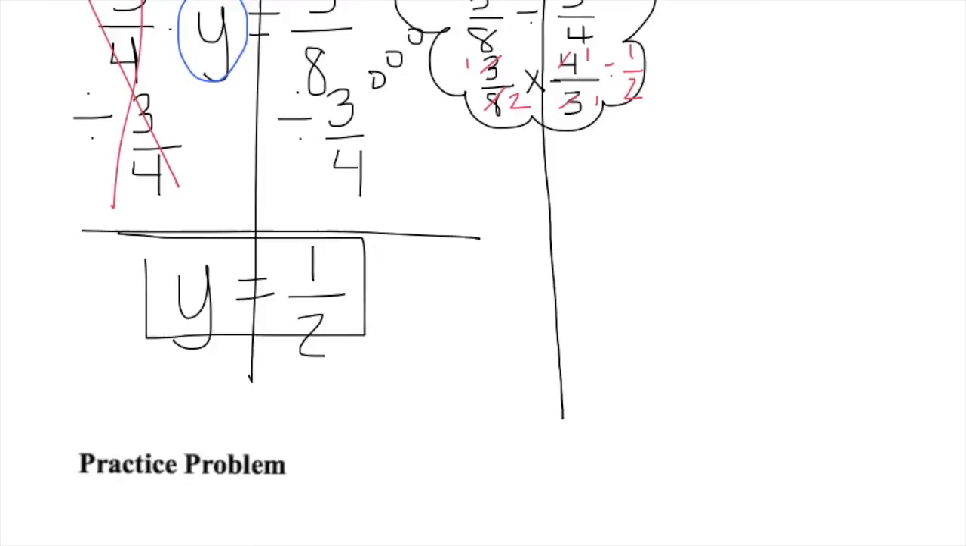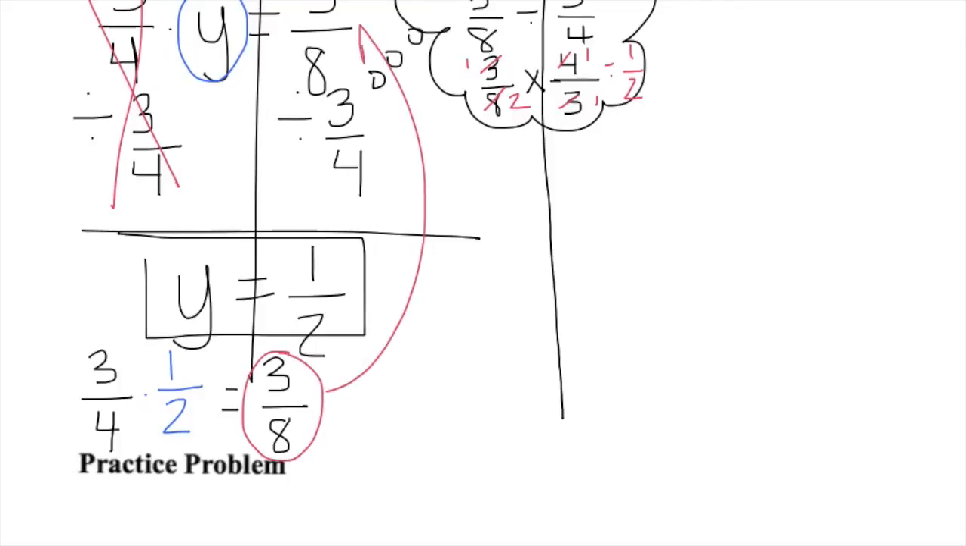I can go ahead and check by plugging in 1/2 in for y, 3/4 times 1/2. I don't have to find a common denominator with fraction multiplication. I can just multiply across. 3 times 1 is 3. 4 times 2 is 8. I got an answer of 3/8 as my check, and since that matches what I began with, I know that y equals 1/2 is the solution.